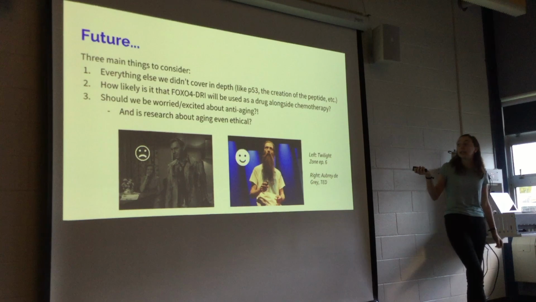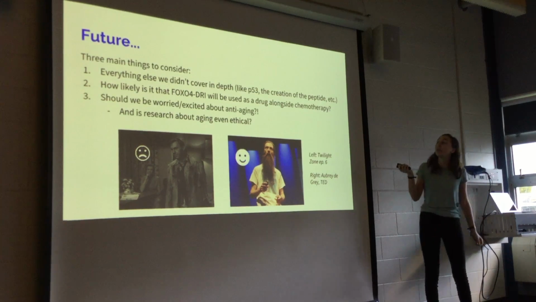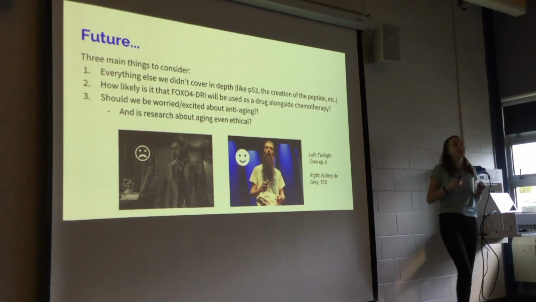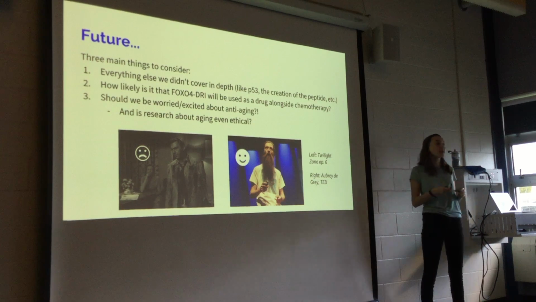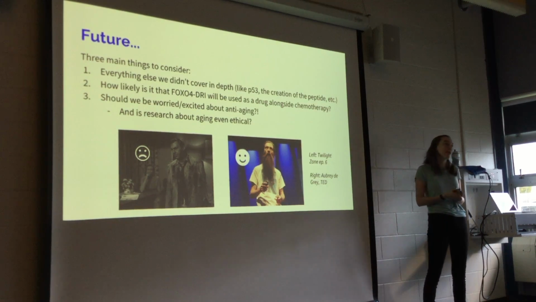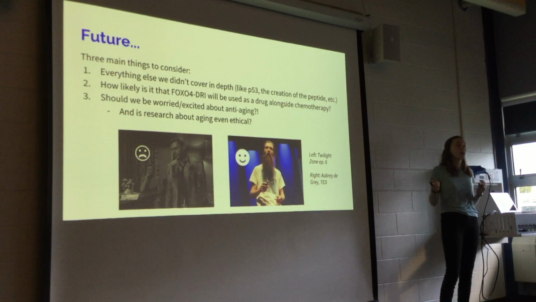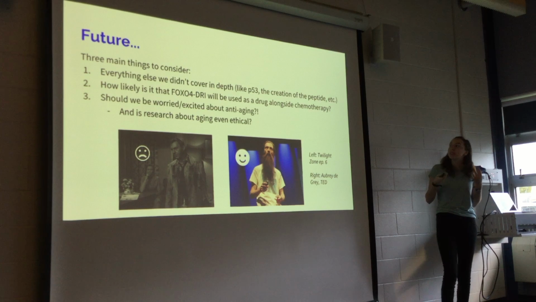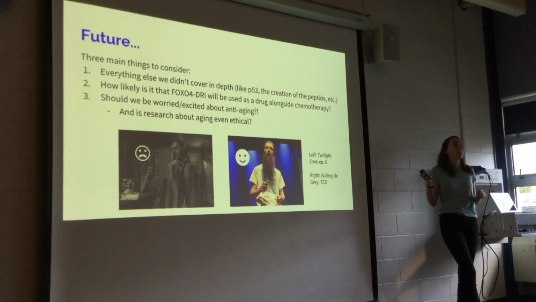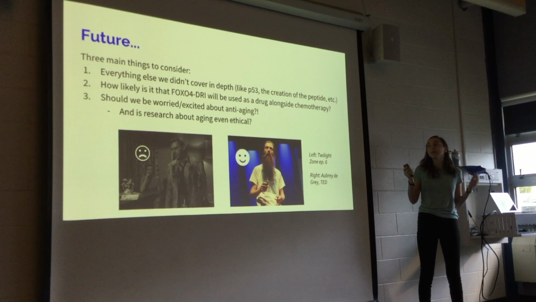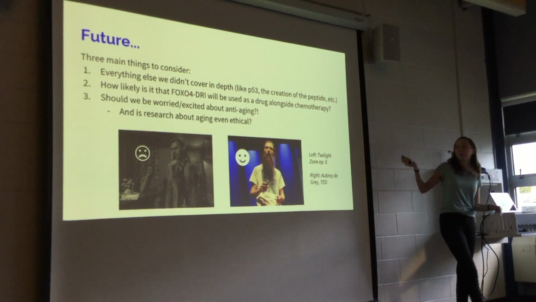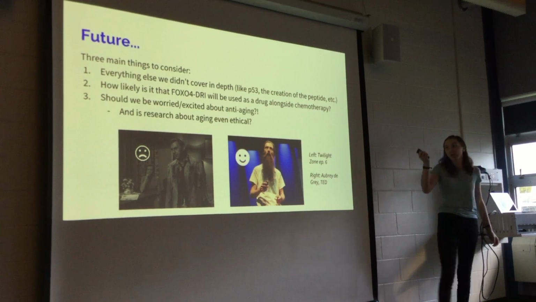Second thing, how likely is it that FOXO4-DRI will be used as a drug alongside chemotherapy? Unlikely as of now, because they need to do further testing with actual cancer to see if they can in fact make chemotherapy more effective by killing off senescent cells. They don't know that for sure yet. Also, FOXO4-DRI wasn't specifically made for chemotherapy, but hopefully further research will make either a better peptide or figure out if chemotherapy actually is better with FOXO4-DRI.